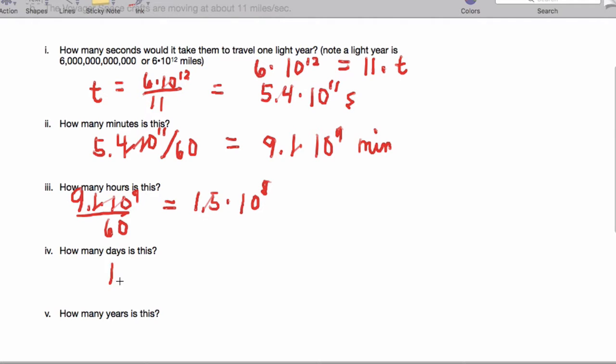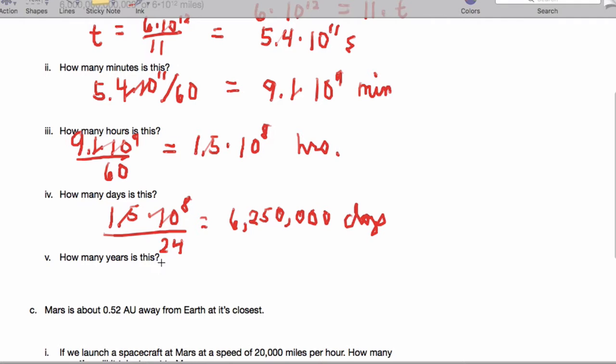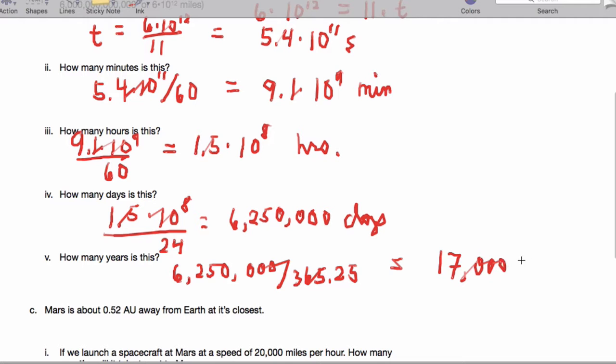To get this into days, that's 1.5 times 10 to the 8th divided by 24. And so that's going to give me about 6,250,000 days. And then finally, when we take these days and divide it by 365.25, that's going to get us into years. So we'll divide by 365.25 to get the number of years. That's getting me about 17,000 years.